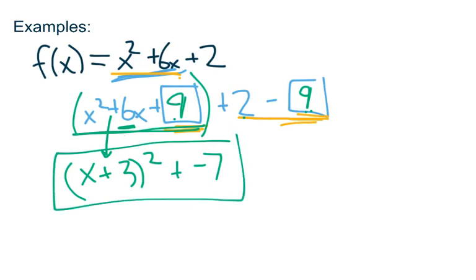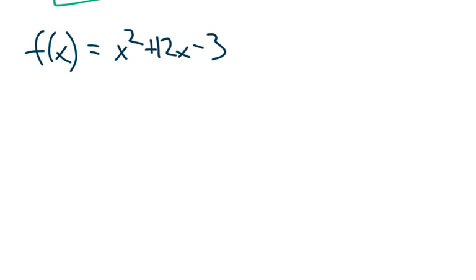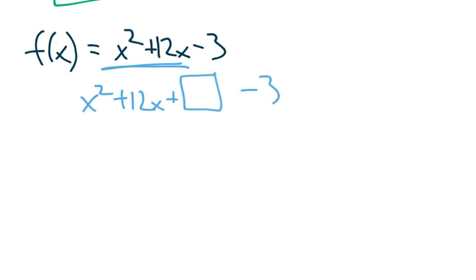I know, it might not look like we've done much, but let's keep doing some more examples and see if we make sense of it. Let's do another one. So f of x is equal to x squared plus 12x minus 3. Okay, so again, what I'm going to do is just focus on these guys. X squared plus 12x plus something minus 3 minus that same something.